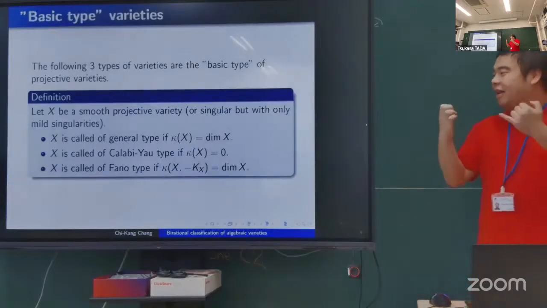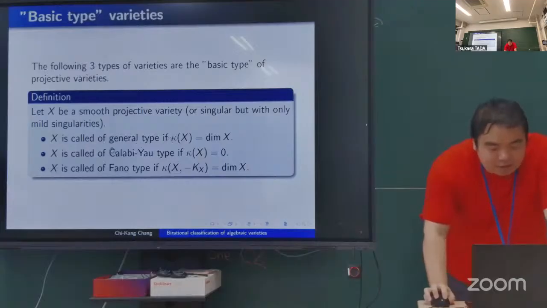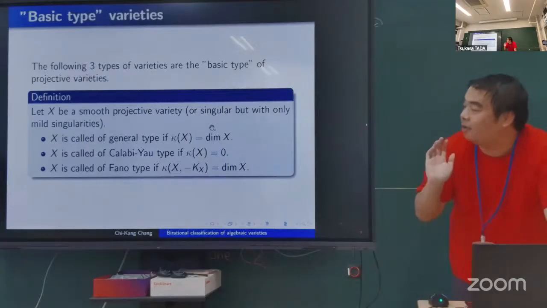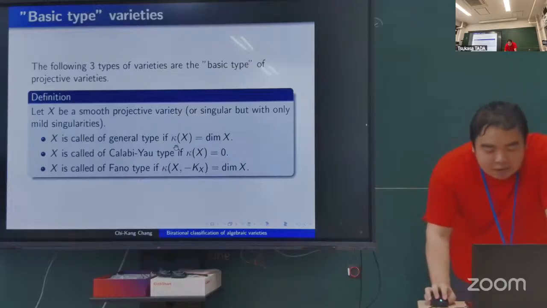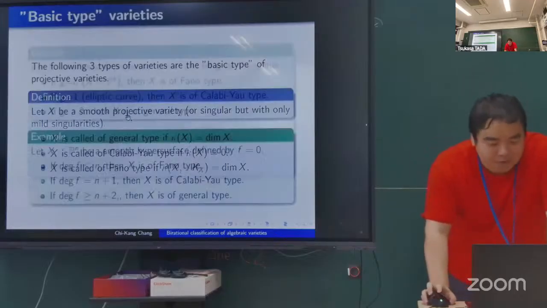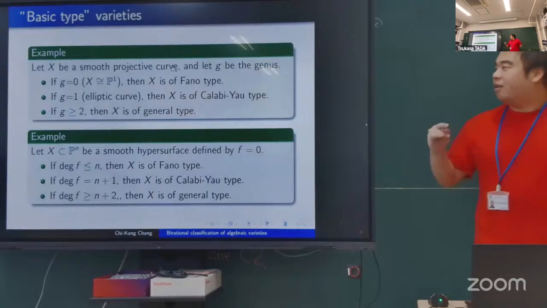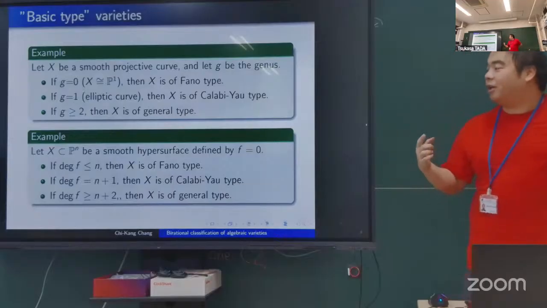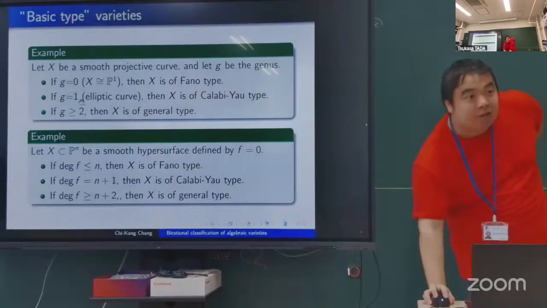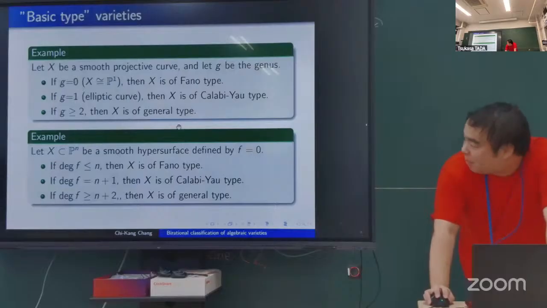And we regard there to be three basic types of projective varieties. One is called general type if the Kodaira dimension equals the dimension. One is called Calabi-Yau type if the Kodaira dimension is 0. And one is called Fano type if the Iitaka dimension of the anti-canonical bundle equals the dimension of X. For example, a smooth projective curve, if it has genus 0, is isomorphic to the one-dimensional projective space. It is Fano type. So for example, curves and hypersurfaces are always in these basic types.